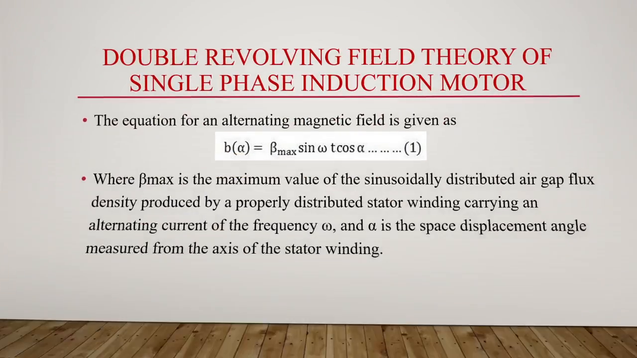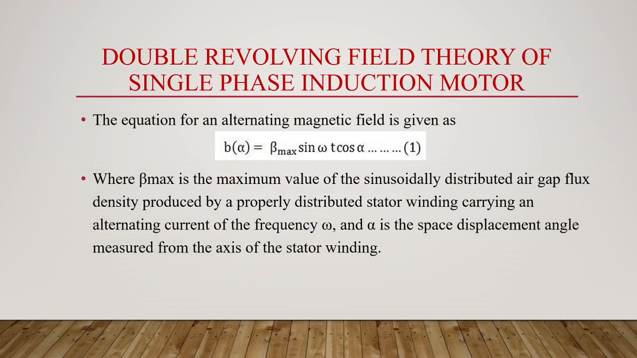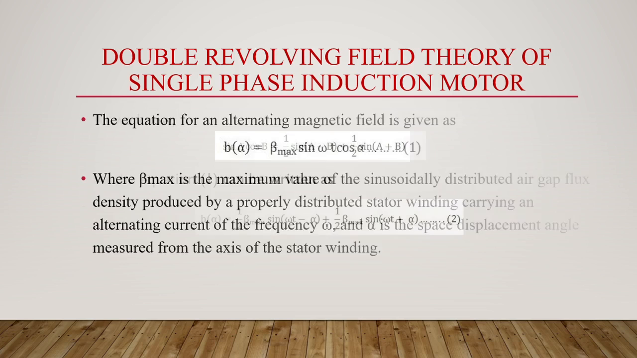magnetic fields. So the equation for the alternating magnetic field is B(alpha) = B max sin(omega t) cos(alpha), where B max is the maximum value of the sinusoidally distributed air gap flux density produced by a properly distributed stator winding which is carrying an alternating current of frequency omega, and alpha is the space displacement angle measured from the axis of the stator winding.